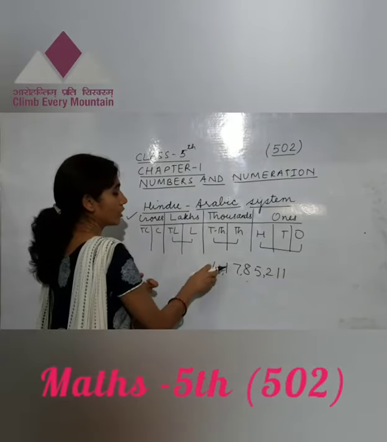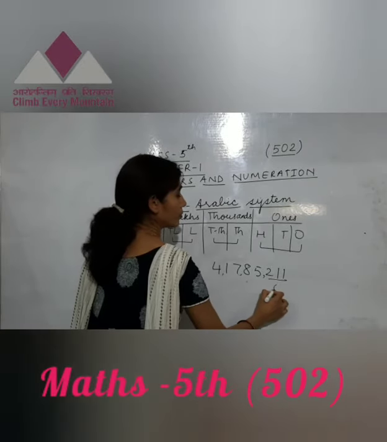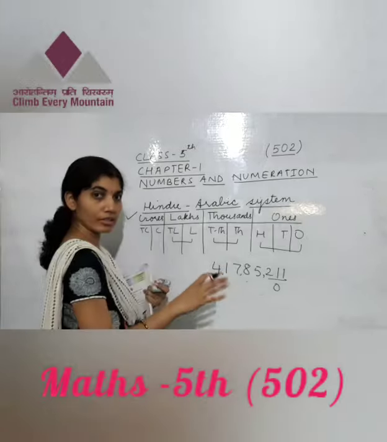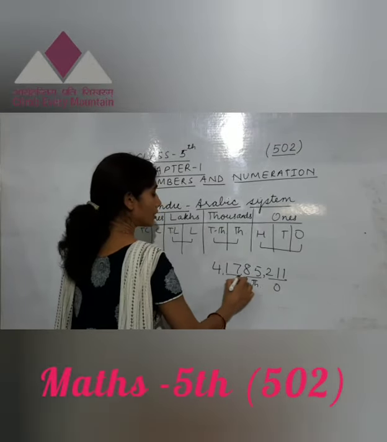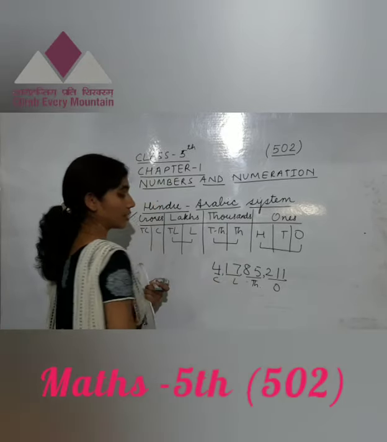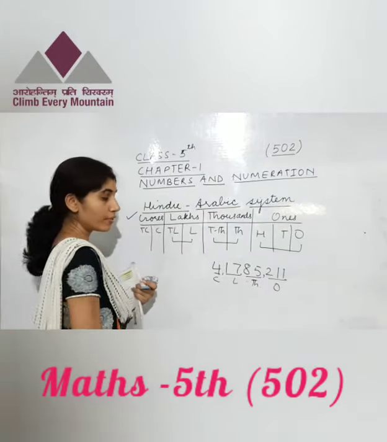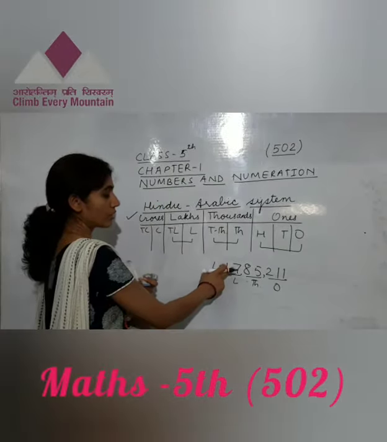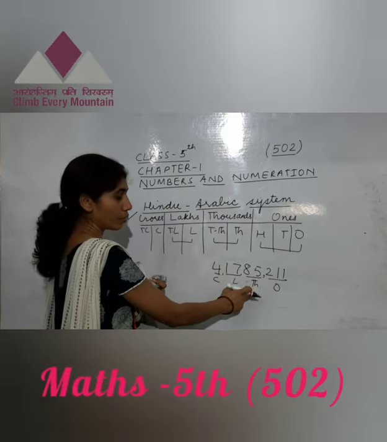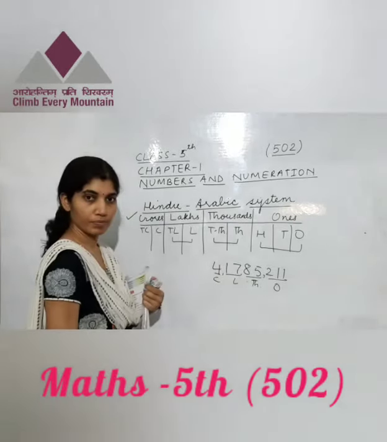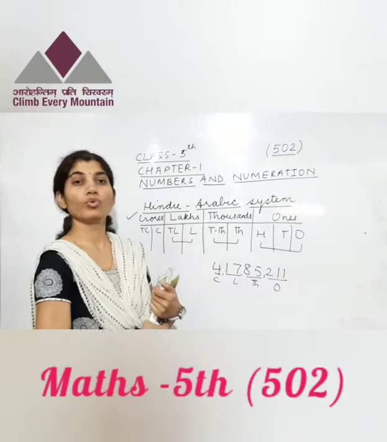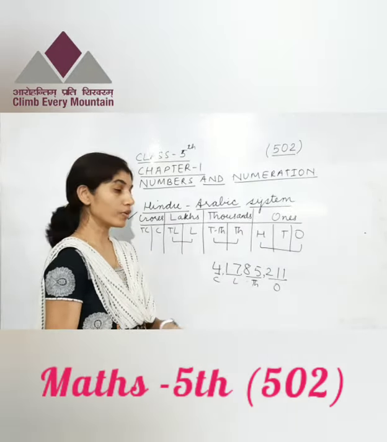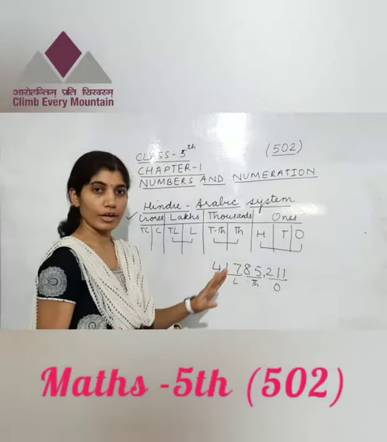Okay? Now see, this is the ones period. You don't need to write it again and again. This is just to explain I am writing. This is the thousands period, this is the lakhs period and this is the crores period. So how to read it? 4 crore 17 lakh 85,211. Okay? So if any number is given to you and you have to write its number name, then you should first of all put commas and then you can write it.